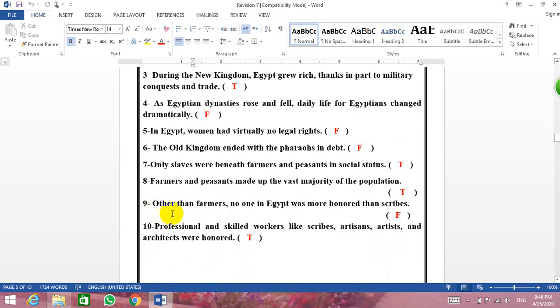Point number 9. Other than farmers, no one in Egypt was more honored than scribes. No, that one is false, because the farmers were not honored. Scribes were more honored than farmers. Point number 10. Professional and skilled workers like scribes, artisans, artists, and architects were honored. Yes, that one is true.